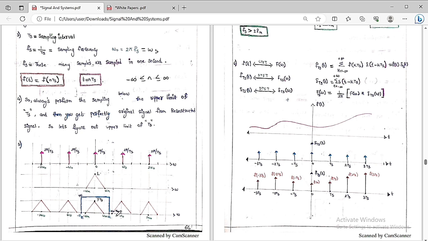Suppose if omega naught decreases, then what is going to happen? This will come towards this one, and finally there is a possibility of aliasing. This one is going to intersect with this one. So there will be overlapping. And if you pass through the low pass filter, whatever signal you are going to get is no more the original signal. So as omega naught increases, there will be no overlapping, whereas if omega naught decreases, yes, there is overlapping. Because of that, whatever signal you get is no more the original signal.